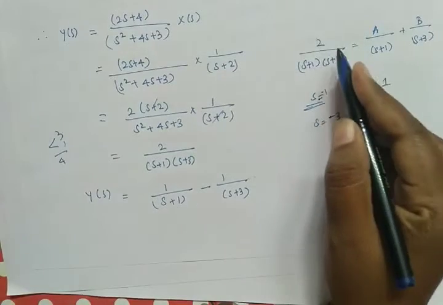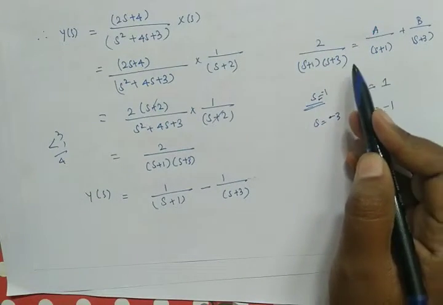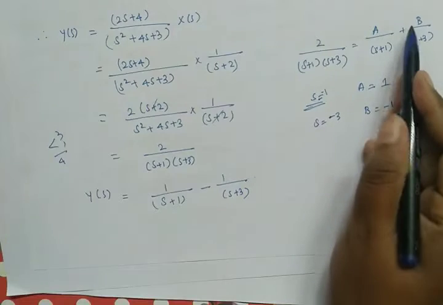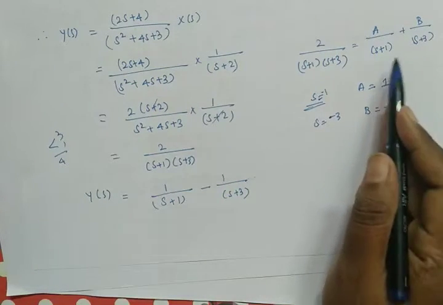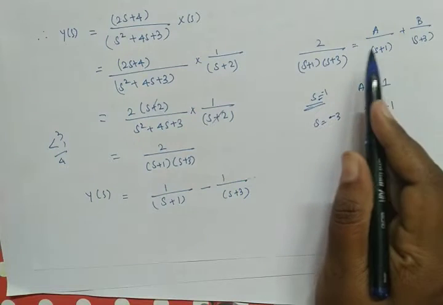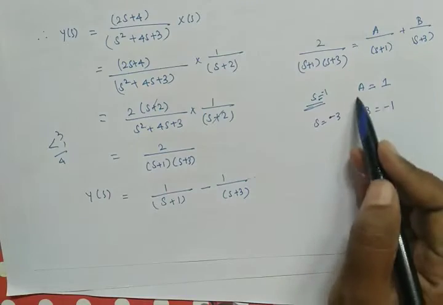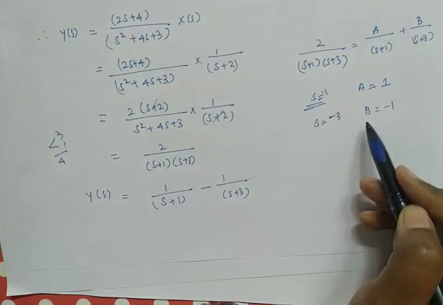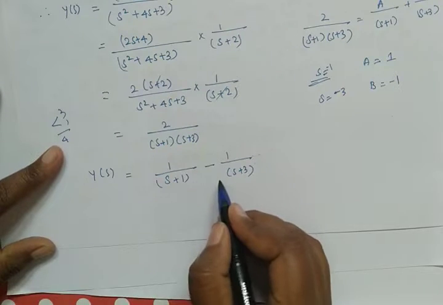So that's it, because if you take this here, we will get 2 is equal to A into s plus 3 plus B into s plus 1. So in order to make A as 0, we have to put s is equal to minus 1. If you want to make B as 0, then we have to put s is equal to minus 3, so that you will get A is 1, B is equal to minus 1. So we will get this expression. Therefore what is Y of s? This is our Y of s.